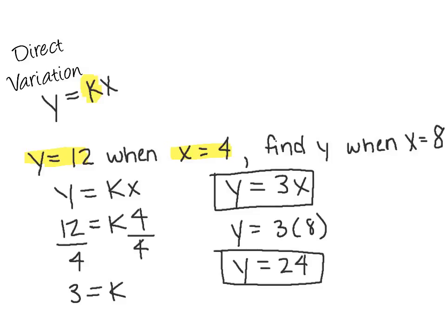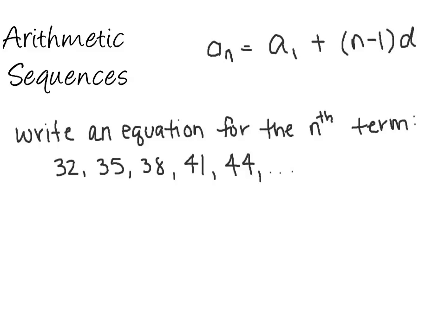Alright, here we're talking about arithmetic sequences. So I want to write an equation for the nth term in this sequence, 32, 35, 38, 41, and 44. Remember, my nth term equation is given by a sub n equals a sub 1 plus n minus 1 times d. So first thing I'm going to do is find my common difference, which is I'm adding 3.